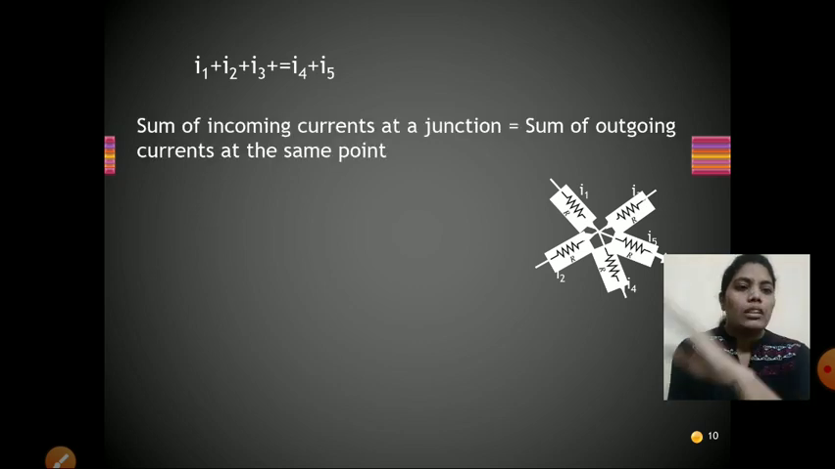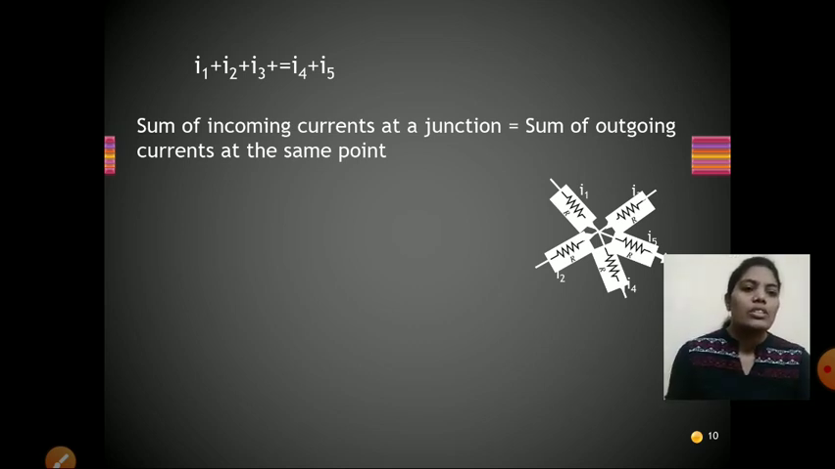Now if we bring the negative terms to the other side of the equation, it becomes I1 plus I2 plus I3 equals I4 plus I5. What are I1, I2 and I3? They are the currents flowing towards the junction, so they are known as incoming currents. And what are I4 and I5? They are the currents flowing away from the junction, so they are known as outgoing currents. So finally, we got that the sum of incoming currents at a junction is equal to the sum of outgoing currents at that junction. This is the alternative statement for Kirchhoff's first law. Very important expression.